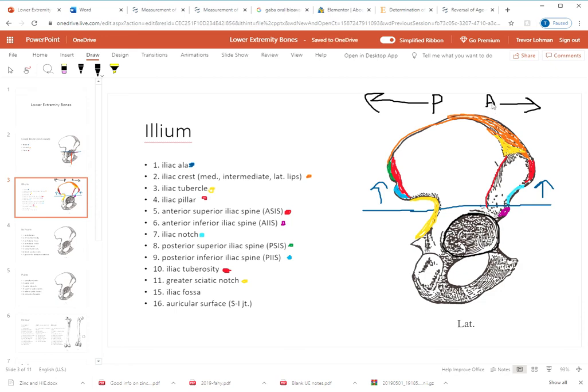Which is why we called this anterior superior iliac spine and this posterior superior iliac spine. So anyway, I'm making that point because the iliac fossa is on the inside of your pelvis. It's on the other side of this big wing, so we can't see it, but we will be able to see it on the model. The same is true for the auricular surface. We'll have to see that on the model as well because it's on the medial side of this area right here.